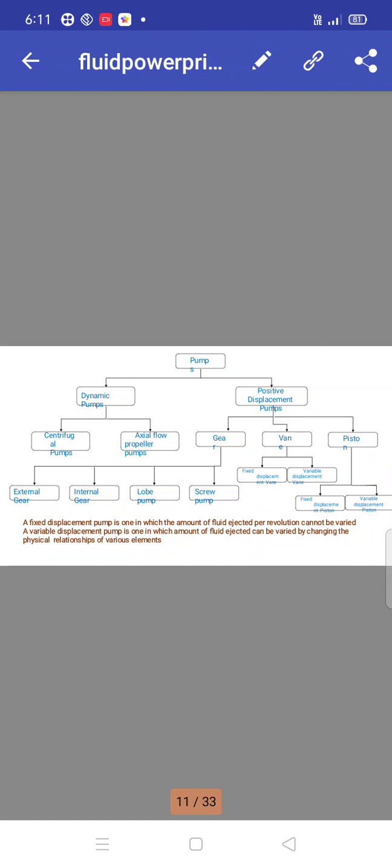It's a pleasant time to learn things. So today our topic is pumps.